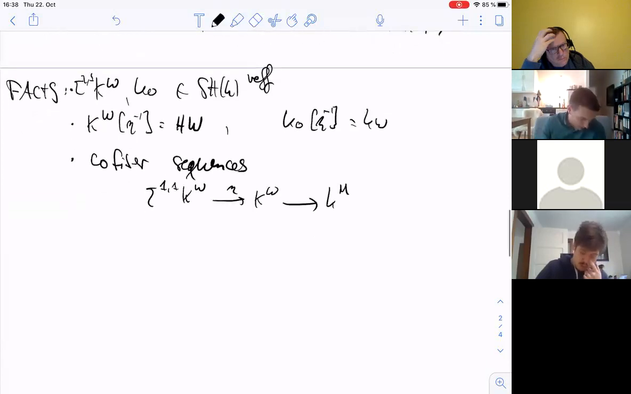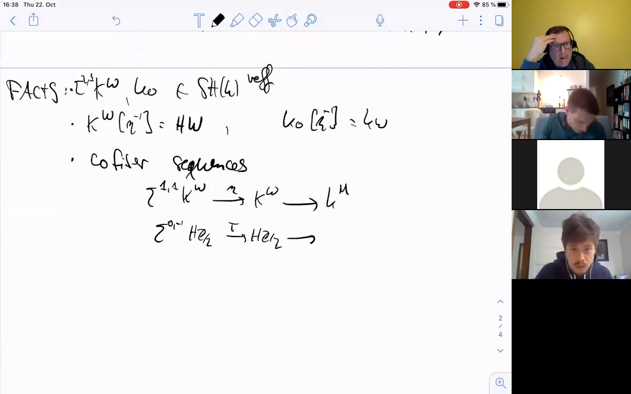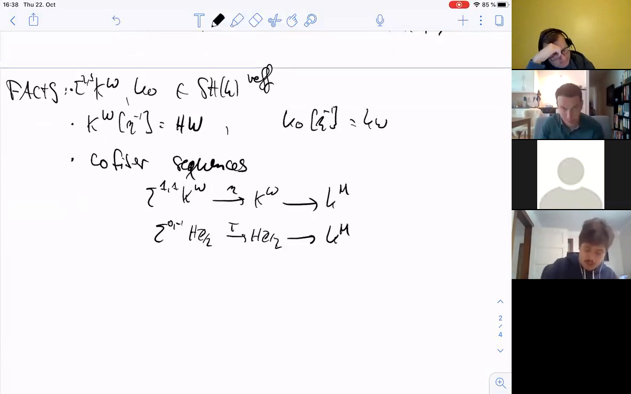And I'm going to use one more cofiber sequence, which is Σ^{-1} Hℤ/2 goes to Hℤ/2 by multiplication by some element called tau. And the cofiber is again Milnor K-theory. And this is more or less the Bloch-Kato conjecture. So these are some seriously big guns, but all right, let's see where they get us.